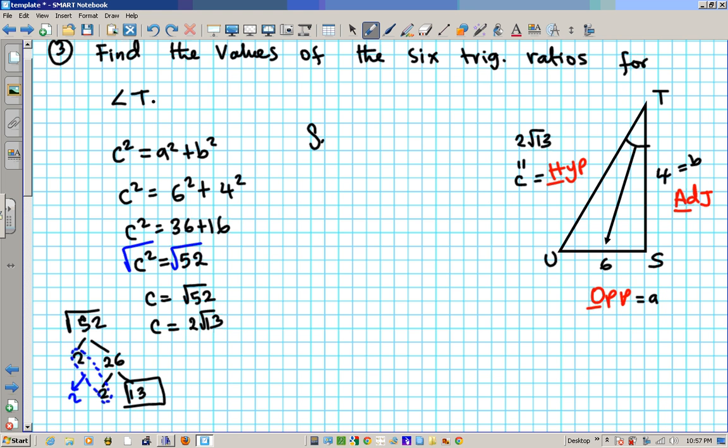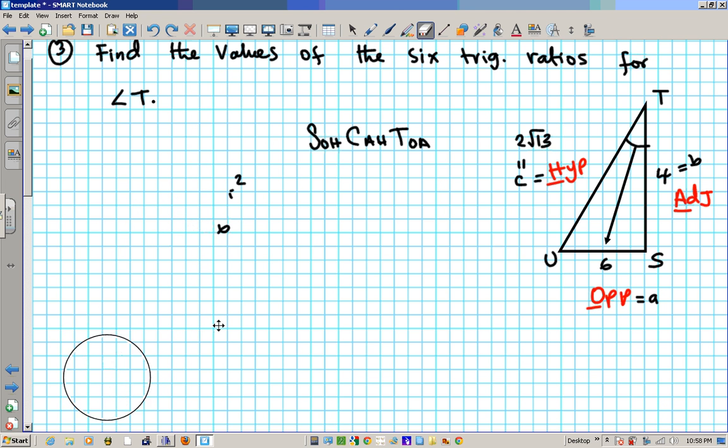Remember we're using SOHCAHTOA to find the first 3, then we'll reciprocate the first 3 to generate the other 3, okay? The reciprocal trig ratios. So let's look for sine first. I'll have to erase this work we just did over here to create room. Shift way to the right.